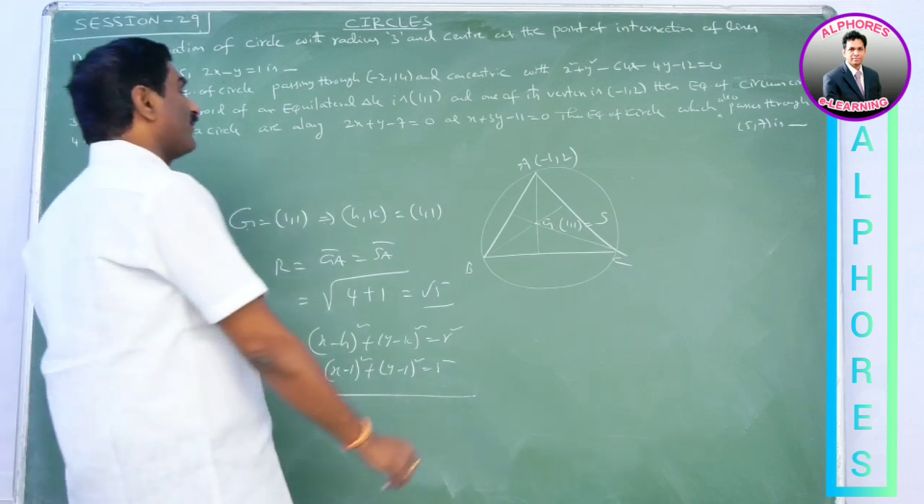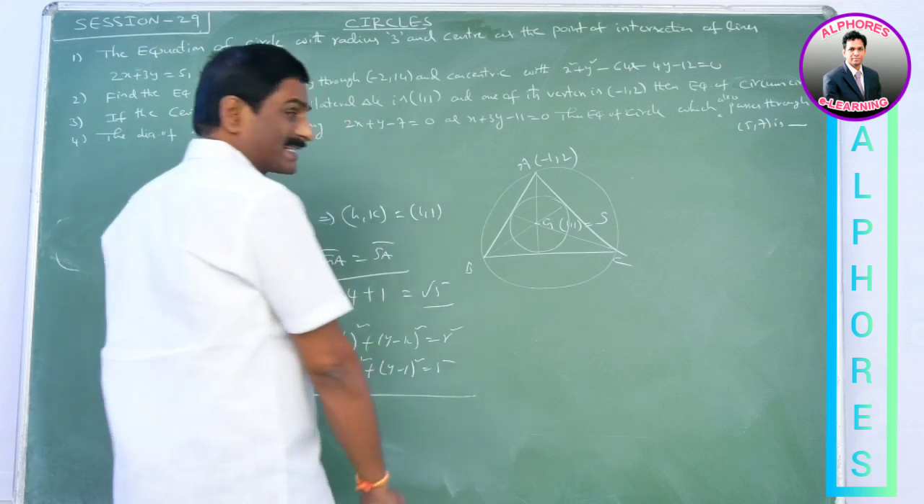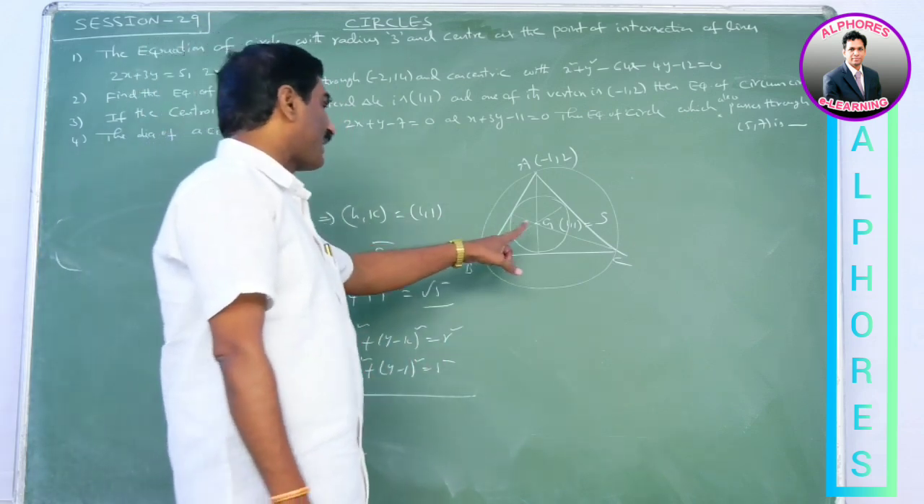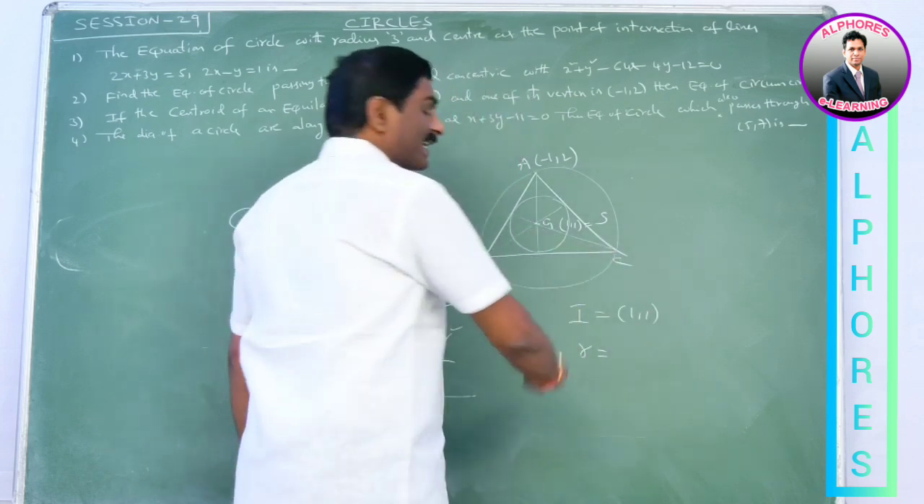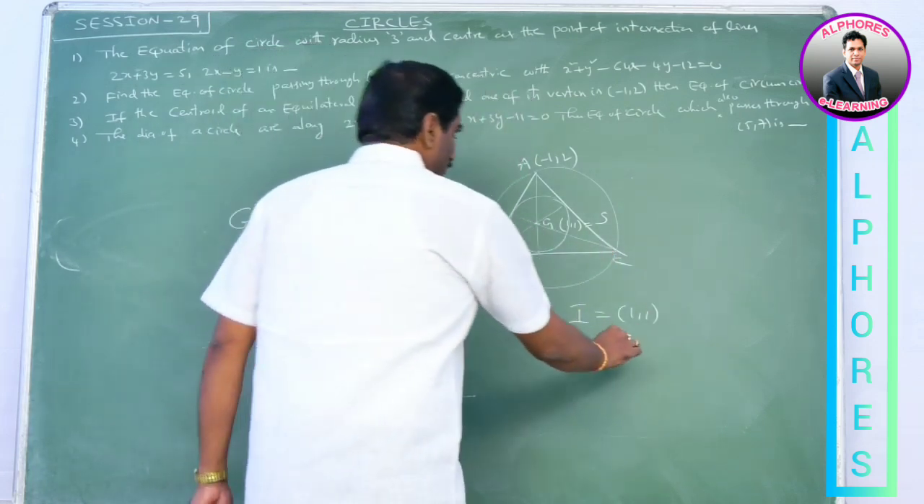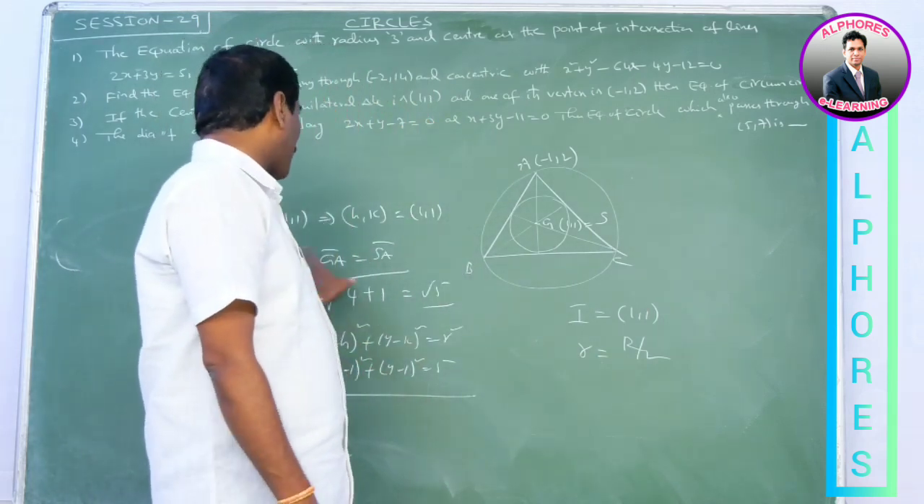Incircle is concentric with this circumcircle. Incenter and circumcenter coincide, they are concentric. So the incenter of the circle is also (1, 1). Radius is equal to capital R by 2, the circumradius by 2, half of the circumradius. Already we found the radius here, capital R.